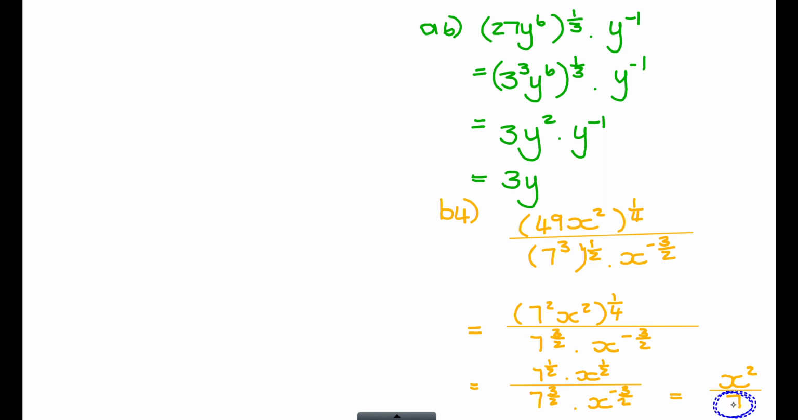Over there. As jy gaan kyk na my x'e, x tot die mag 'n half op x to the mag minus 3 op 2, because I'm dividing and bases are the same, I'm going to minus, so that will become a half minus minus 3 over 2, en dan raak hy mos nou plus, nee? En dit is hoekom hy dan vir my gee x to the mag 2.